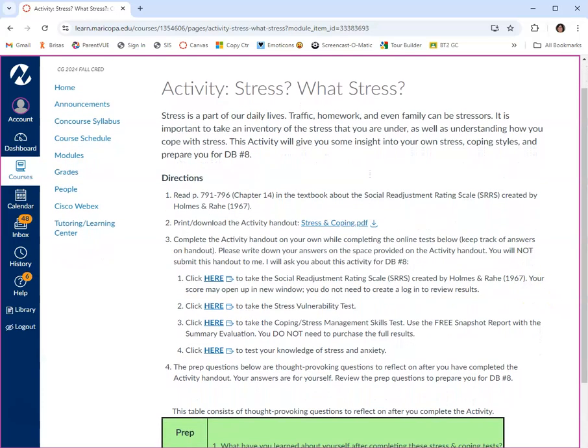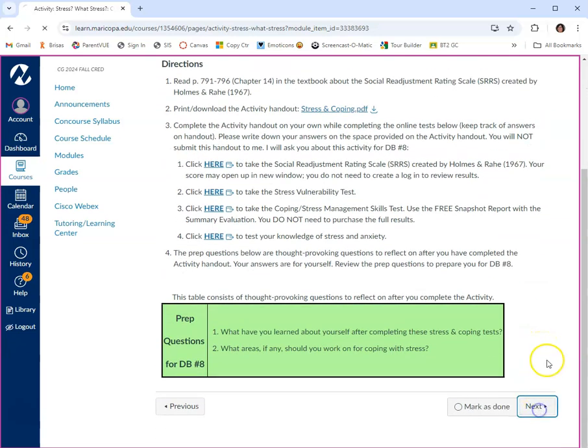This week's activity is an introduction to stress and health. Stress is a part of our daily lives. Whether it be traffic, homework, or even family, they are all stressors. It's important to take an inventory of the stress that you are under, as well as understanding how you cope with stress. The activity Stress What Stress will give you some insight into your own stress, your coping styles, and will prepare you for discussion board number 8. Please complete the activity handout on your own and keep track of your scores of these 4 online tests. I look forward to reading about your stress and your coping styles in this week's discussion board.